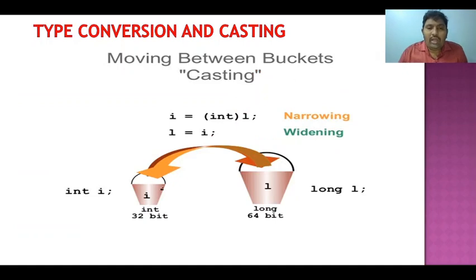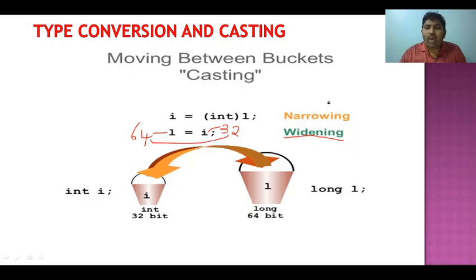Let us take this pictorial representation for better understanding. Here I have an integer that is 32 bit and a long that is 64 bit. If you want to store an integer into a long value, it is automatically converted. Why? Because the integer size is only 32 bits and our long size is 64 bits. The condition for widening conversion is that the two types must be compatible. Integer and long are both numeric values only, so there is no problem. That's why we can automatically store a 32-bit integer into a 64-bit long value.